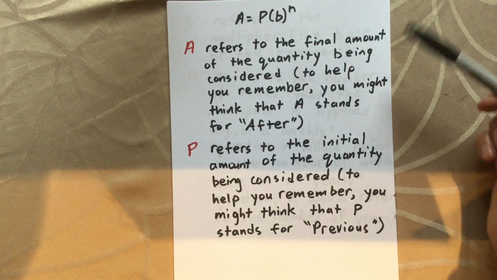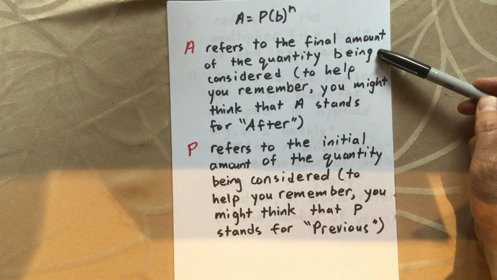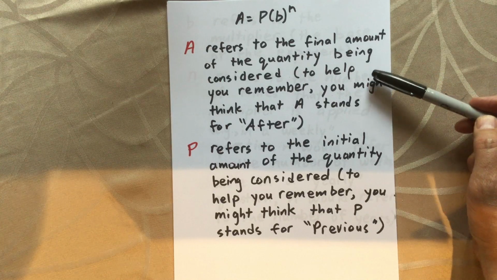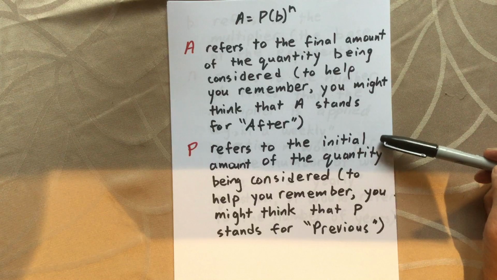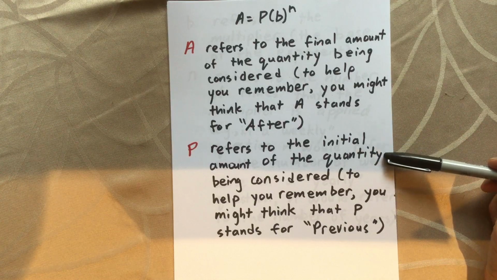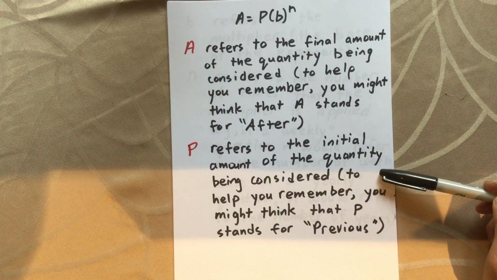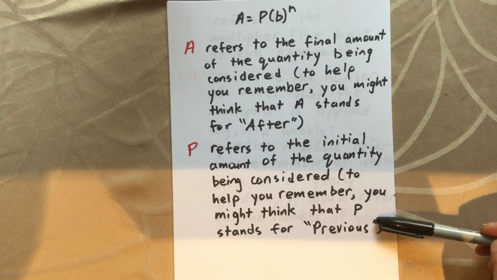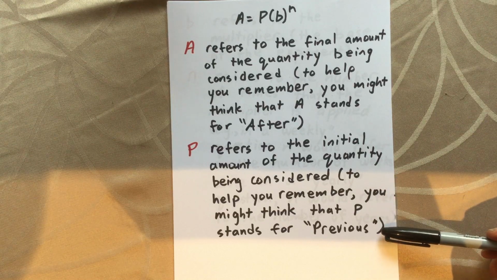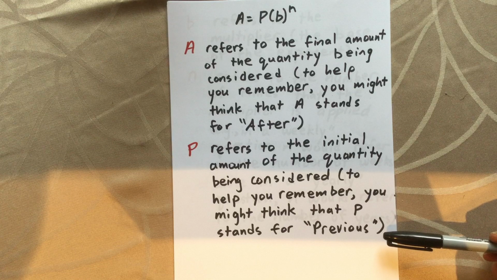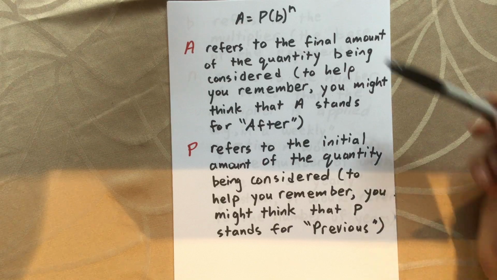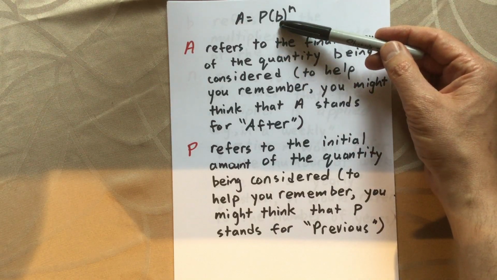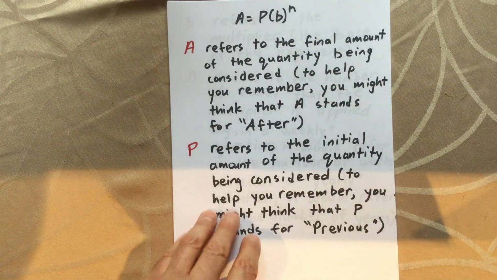When using that equation, A refers to the final amount of the quantity being considered. To help you remember, you might think that A stands for after. P refers to the initial amount of the quantity being considered. So to help you remember, you might think that P stands for previous, because it's the amount that you have previous to, or prior to, any multiplying occurring within the exponential function, prior to the B, the base of the exponent, being multiplied.